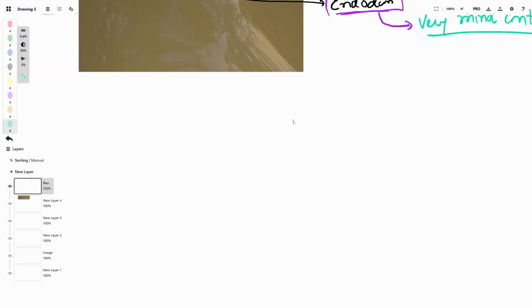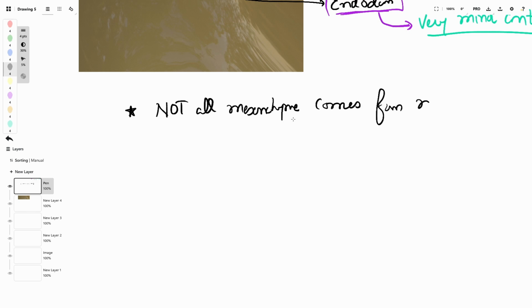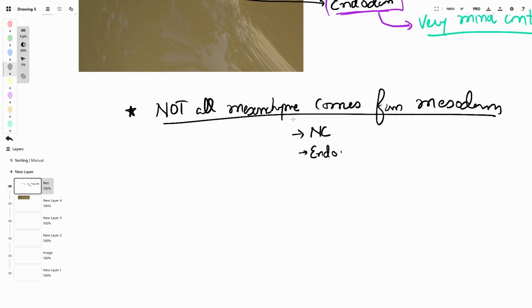I will write it here that please don't confuse the mesenchyme with mesoderm. They should not ideally be used interchangeably, because not all mesenchyme comes from mesoderm. As I've told you, the other source is neural crest cells, and very little may also come from endoderm, right? So although mesoderm is the major source, there are other sources, so it is inappropriate to use these two terms interchangeably.